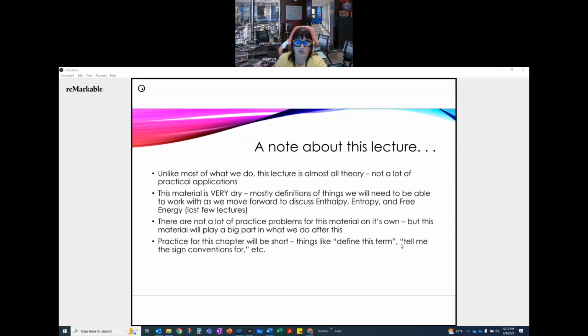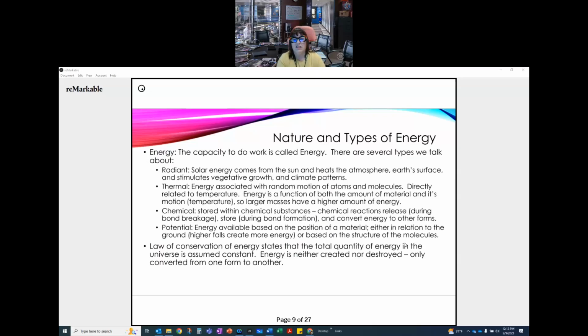So it's really important to understand the concepts, but you may not feel like there's a lot of practical application to it for a little bit. And that is sad, in my opinion, but that's the way this works. So there are going to be a lot of define this, tell me the sign conventions, that kind of stuff. So just be prepared. So let's talk about the nature and types of energy.